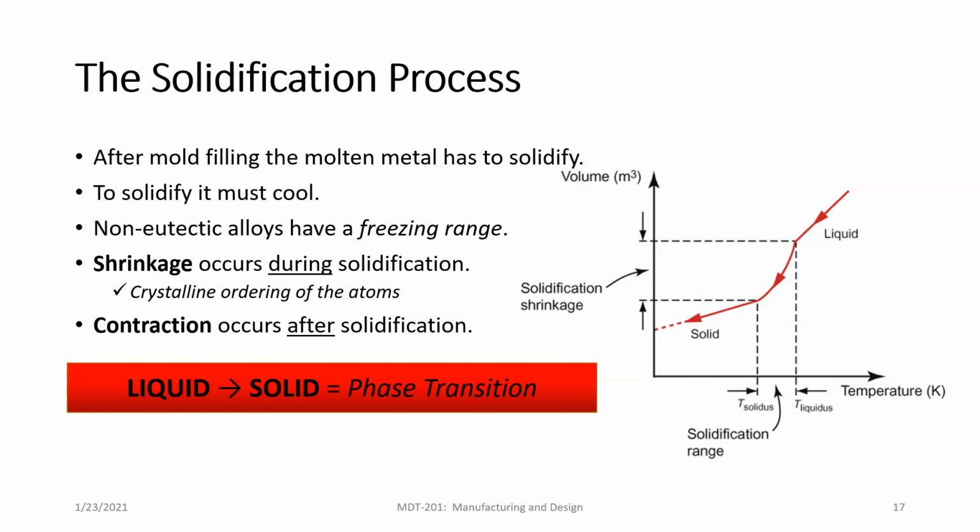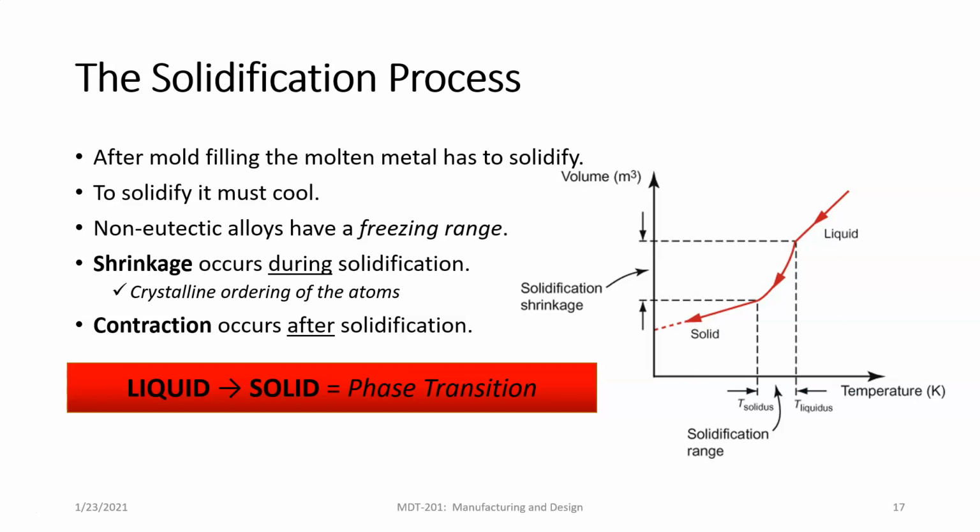Shrinking occurs during solidification. All right, now this is important. Shrinking is going to occur. Why? Well, because we have clumps that are cooling and solidifying, and that's going to cause the liquid volume to shrink, to decrease. And this is from a crystalline ordering of the atoms. That is, the atoms start to organize themselves. And then after solidification, there's going to be a contraction.